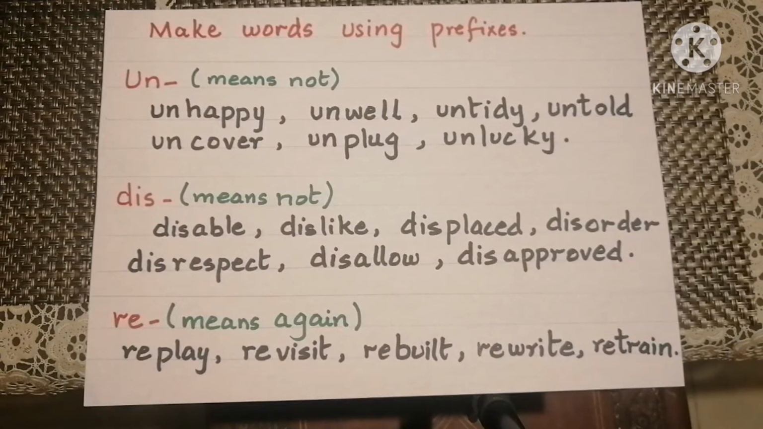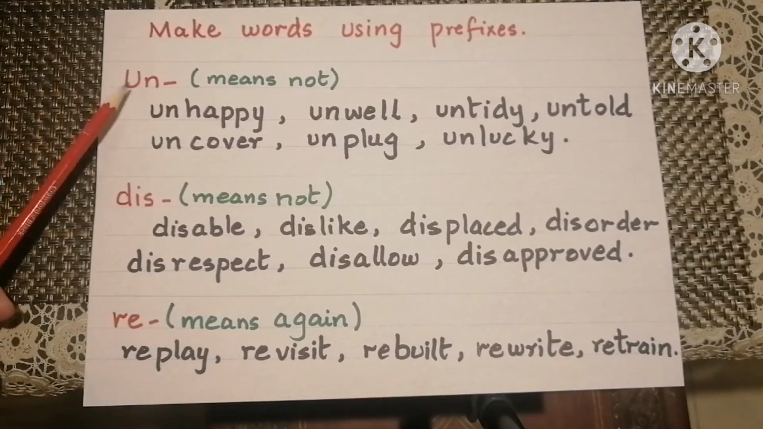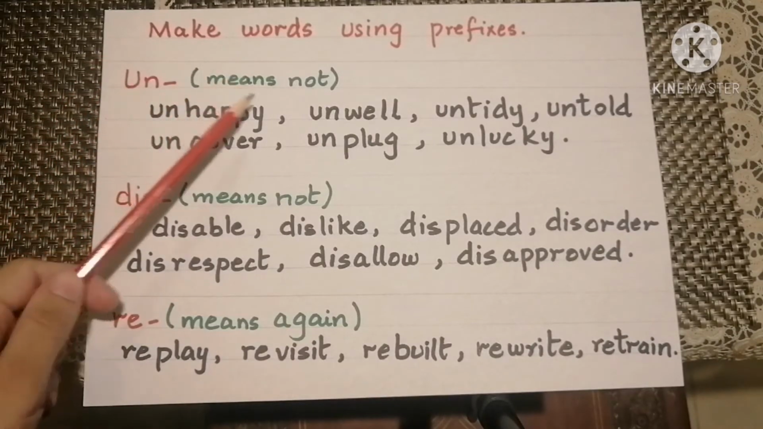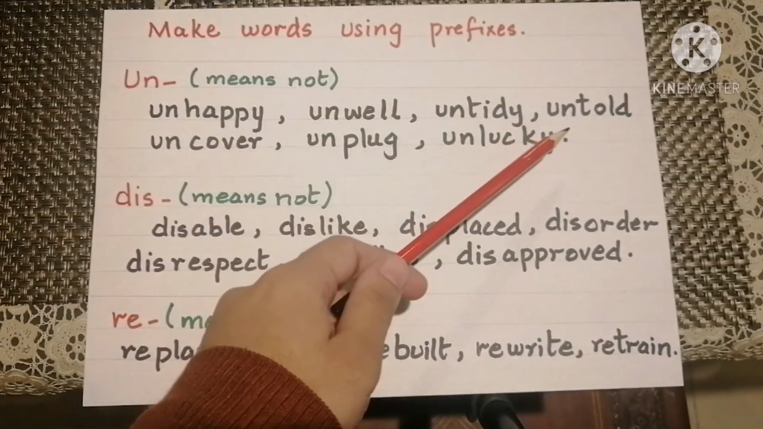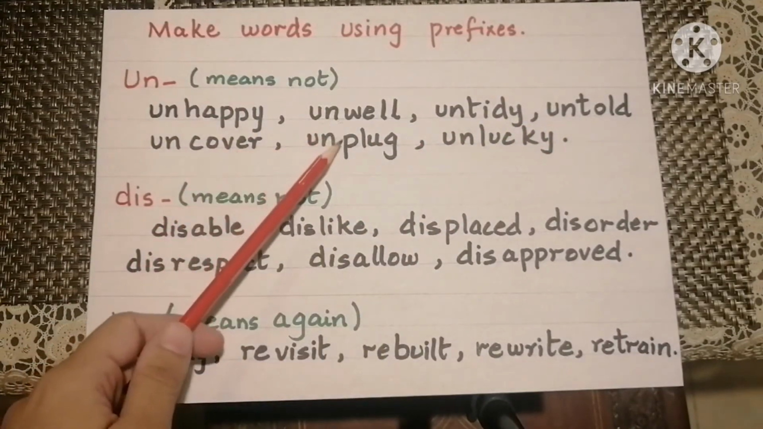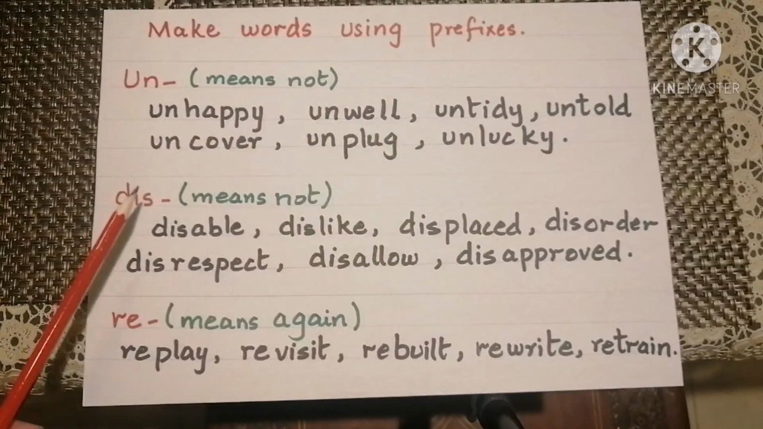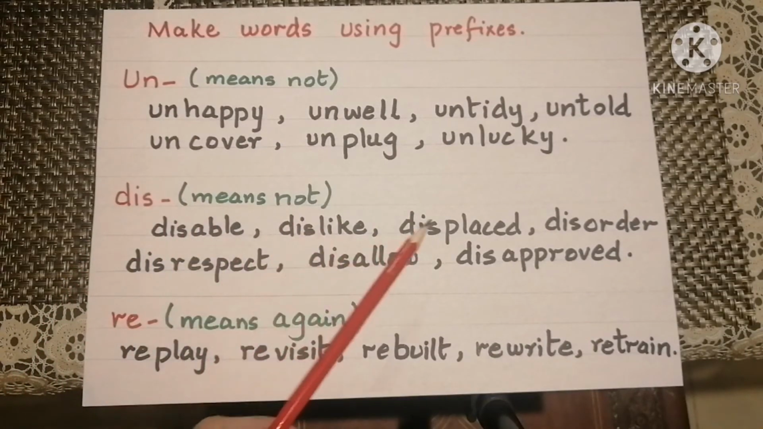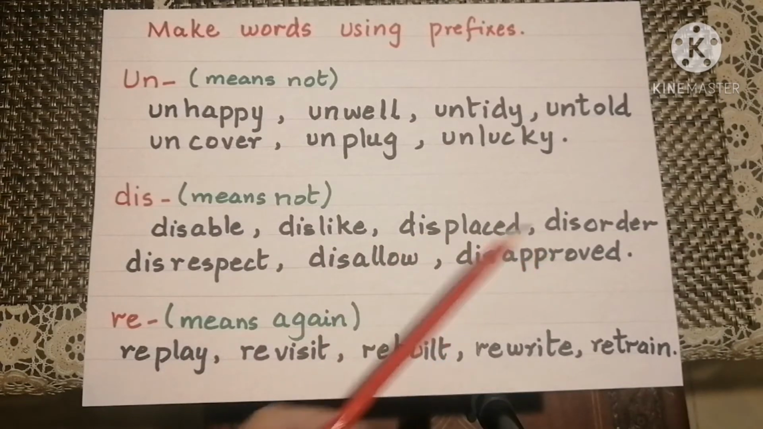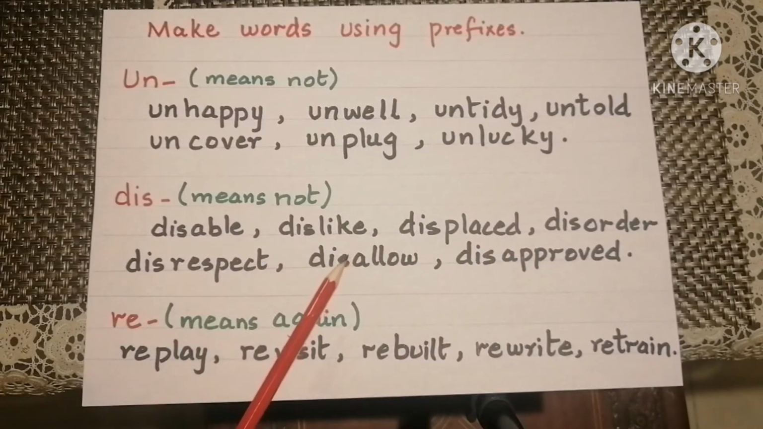Let's make some words using prefixes. The first prefix is un. That means not. Unhappy, unwell, untidy, untold, uncover, unplug, unlucky. Dis also means not. Disable, dislike, displaced, disorder, disrespect, disallow, disapproved.